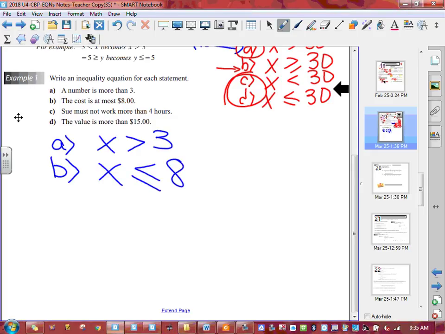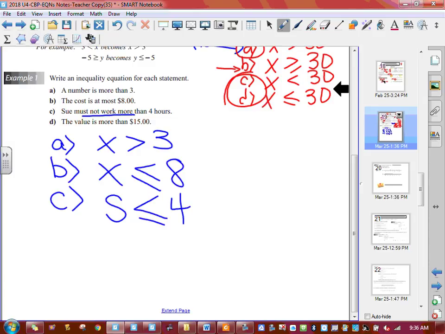All right, let's take a look at the next one. C, Sue must not work more than 4 hours. So Sue can't work more than 4. So what do we say? Sue is going to be S. And we say 4 hours. But what's my symbol going to be? Is she allowed to work 4 hours? Yeah, but she can't work more than that. So if she can work exactly 4 hours, we need a line under it. But which way is it going to point? It's pointing to the left, less than. Okay? Because it's 4 hours or lower. That's what it means, must not work more than. So that's another way of saying maximum is 4 hours.